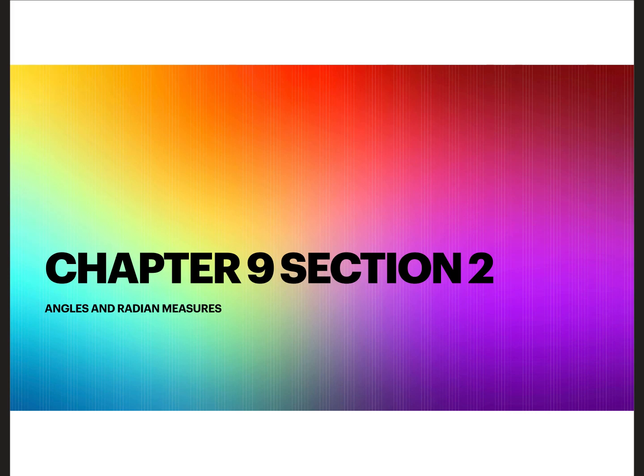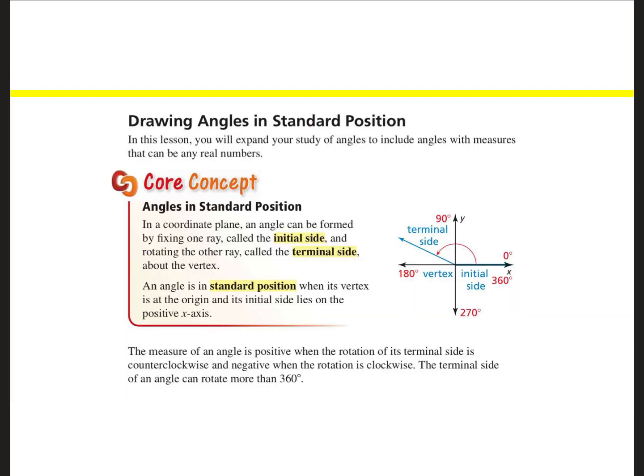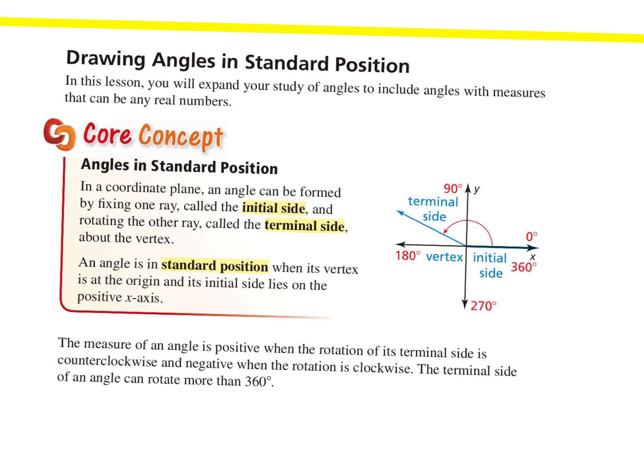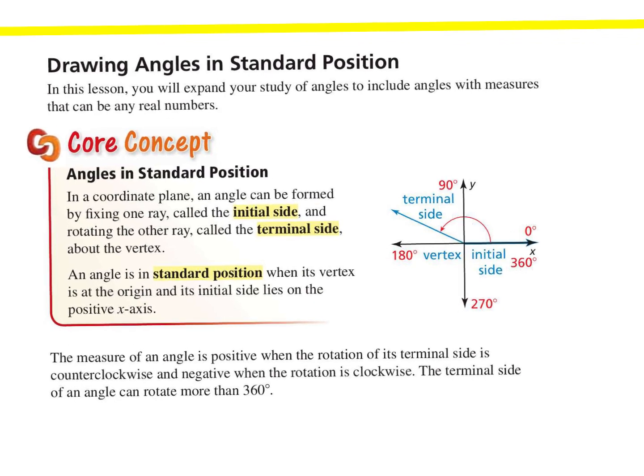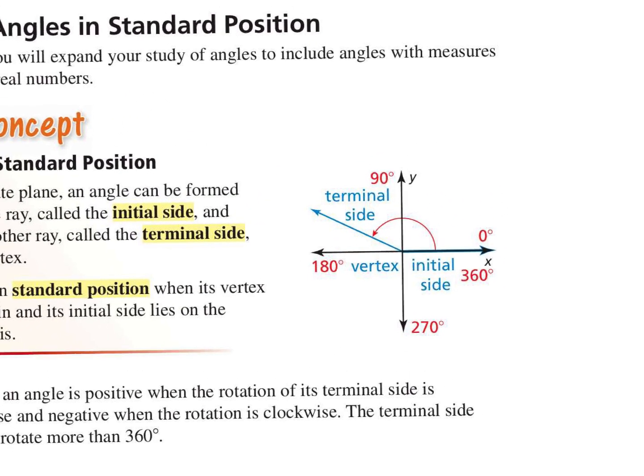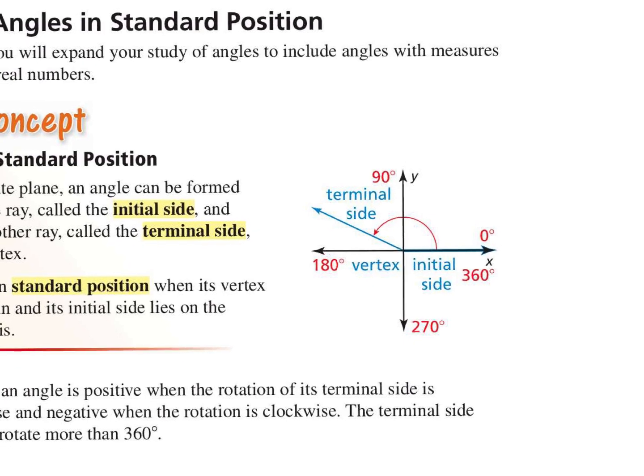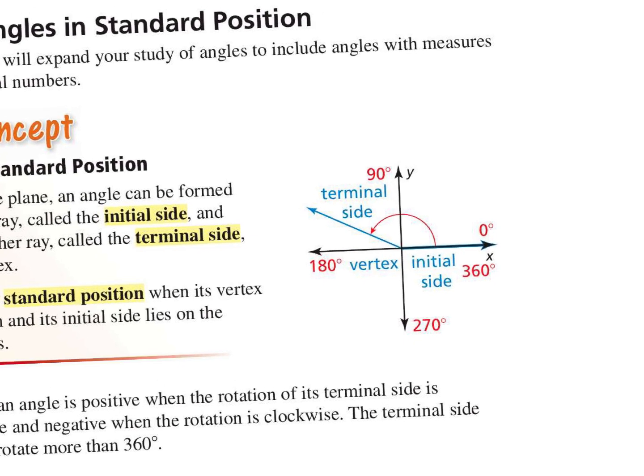All right, so section 2 of chapter 9, we're going to talk about angle measurements and radian measures. It might be new to some of you guys. When we talk about angles themselves, you guys are all familiar with an angle, but we're going to be talking about angles in regards to a coordinate plane, an XY chart, right?